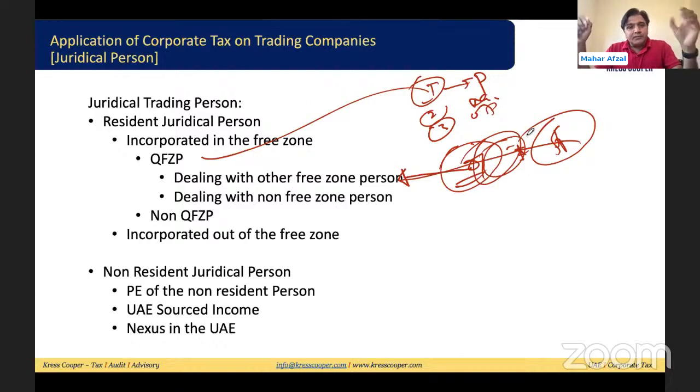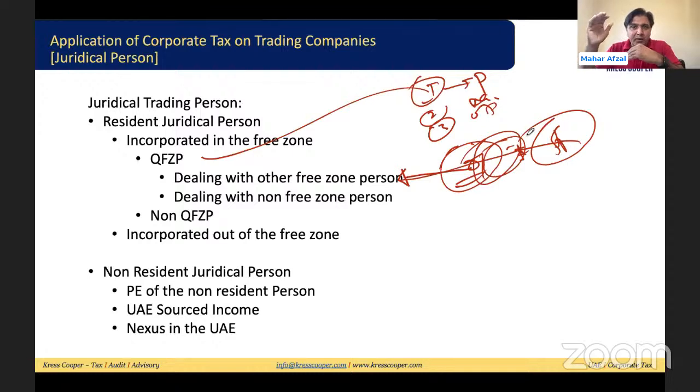So the treatment of a non-qualifying free zone person: even if the business is registered within the free zone, if you are not meeting any one of the 6 conditions, you will be converted into a non-qualifying free zone person, and you will not be able to take the benefits in the current tax period and the next 4 tax periods.